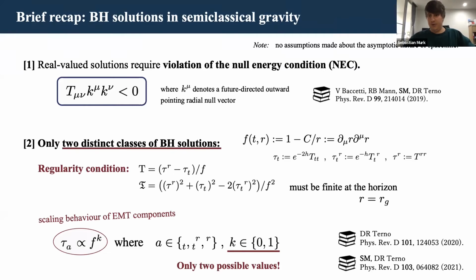The second important result for today's talk is that there are actually only 2 distinct classes of solutions corresponding to physical black holes. And with respect to the regularity requirement that we've defined for the curvature scalars, the 2 classes of solutions actually correspond to 2 values that this parameter k can take on. And so this parameter k sets the scaling behavior of the components of the energy momentum tensor. And it turns out there are only 2 values that are consistent and do not lead to contradictions. And those 2 values are k equal to 0 or k equal to 1. And so we usually refer to the 2 classes of solutions as k equal to 0 or k equals 1 solutions.